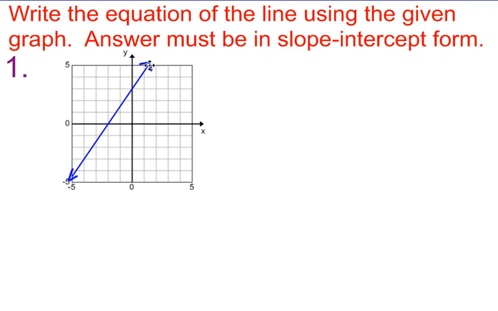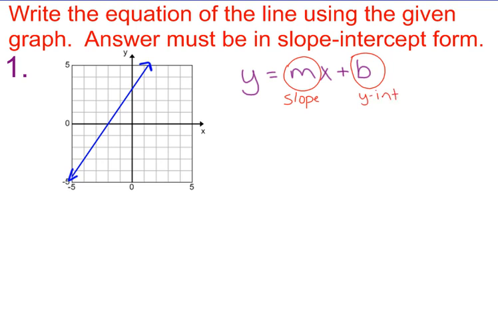You'll see in your directions it says write the equation of the line using the given graph, and then it says answer must be in slope-intercept form. So when they are asking for a certain form, that's what we're going to give them. And slope-intercept form, if you remember, is y equals mx plus b. So what we need to know in order to do this problem correctly is we need to find the slope of this line, and we need to find the y-intercept. So we are looking for slope, and we are looking for y-intercept.